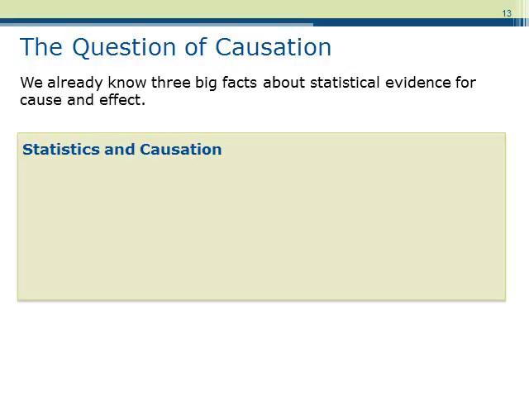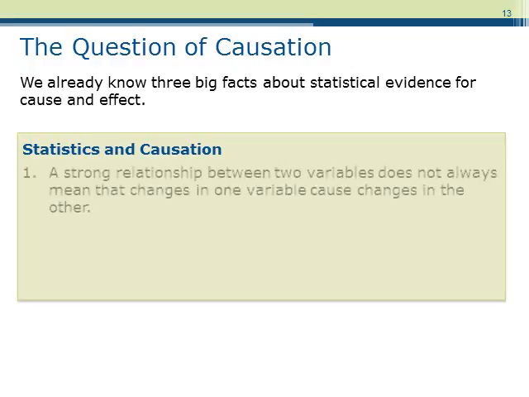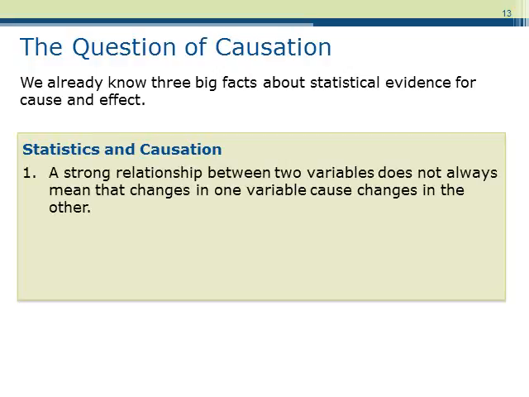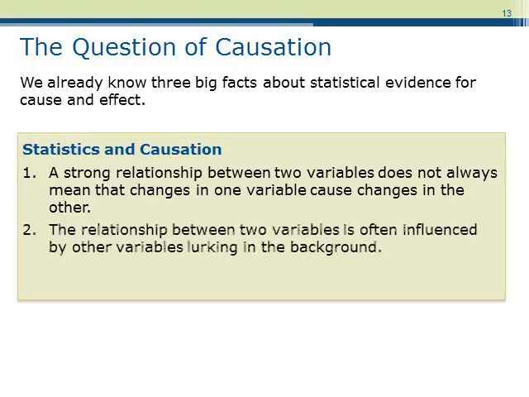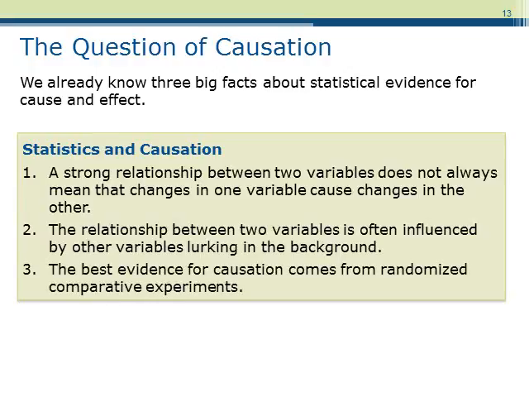However, we must keep in mind when using prediction models that association and causation are not the same thing. In general, here are some things to keep in mind when trying to understand the influence one variable has on another. First, a strong relationship between two variables does not always mean that changes in one variable cause changes in the other. The relationship between two variables is often influenced by other variables lurking in the background. The best evidence for causation comes from randomized comparative experiments.